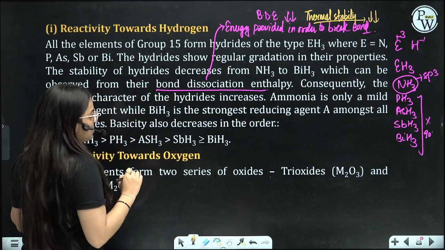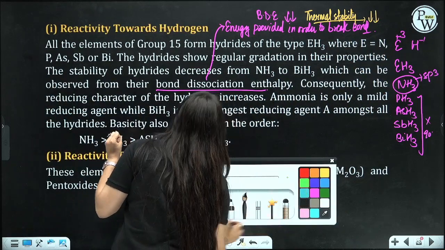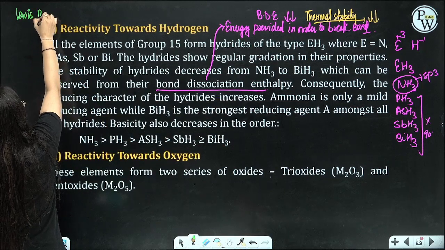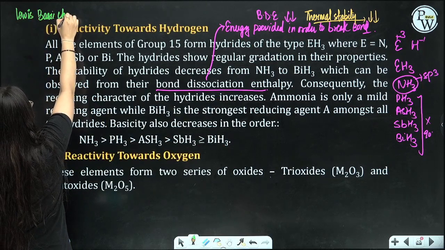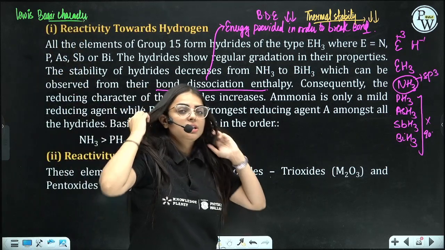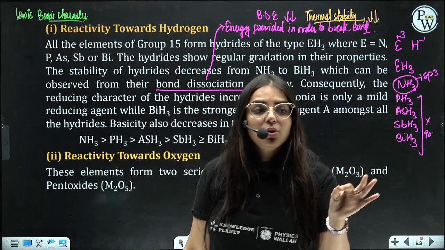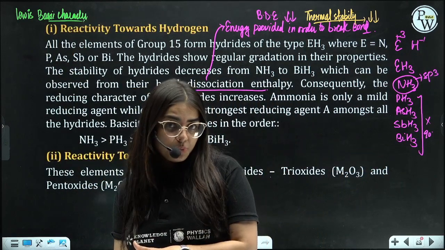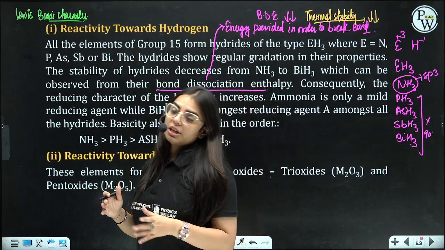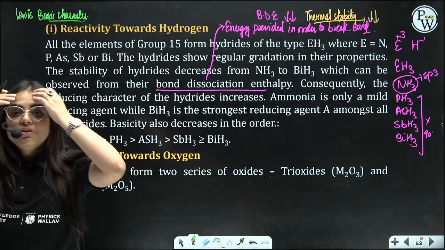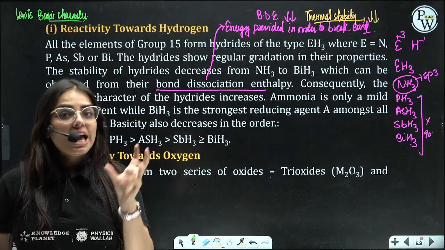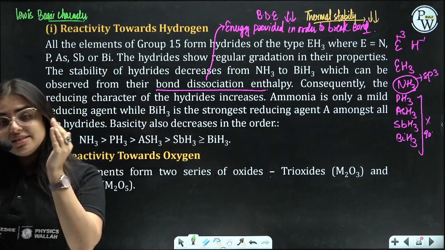Now comes the next part, that is your Lewis basic character. So what is Lewis basic character? In the case of NH3, it has a lone pair only on the nitrogen. But with the lower elements, what is going to happen? The lone pair of electrons gets diffused when we have larger elements, which have a greater size. But NH3, PH3 have a smaller size, so the lone pair of electrons gets confined.